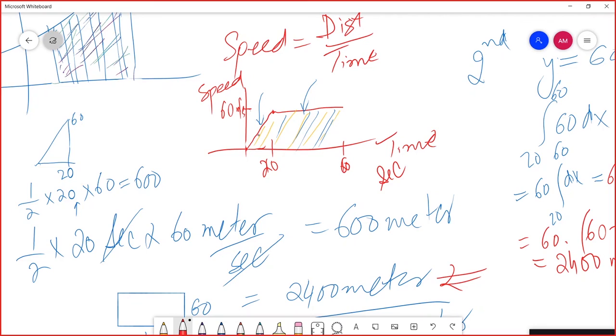And even if we do integration for this type of function, you would see that this will give you 600 meters. So that is your assignment. You would do it afterwards, right? Okay, so we are now clear about it.